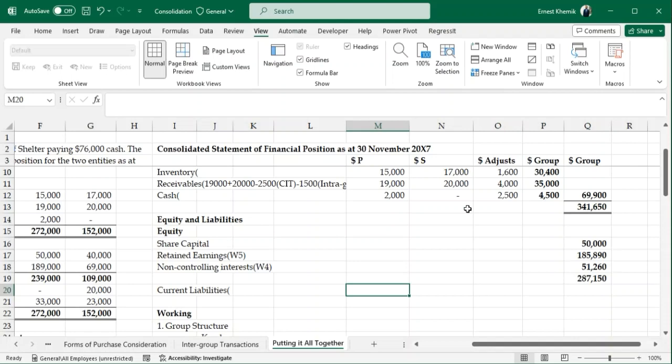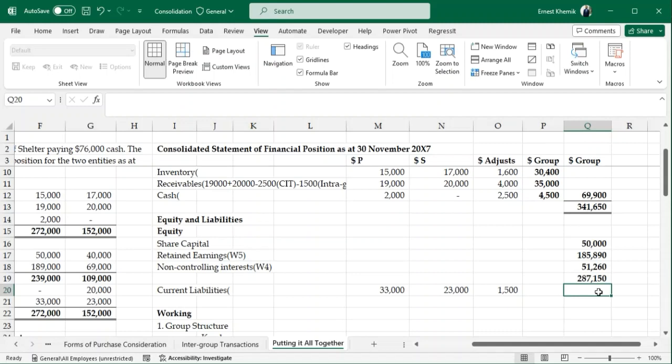So we have our parent figure here, and that is 33,000. For the sub it is 23,000. Then we'll adjust for the intra-group trading, which is the 1,500 which has been left. So out of the 4,000, the parent has transferred 2,000 to the parents. So it's left with just 1,000 in the books as payable. So we're going to eliminate that from the books.